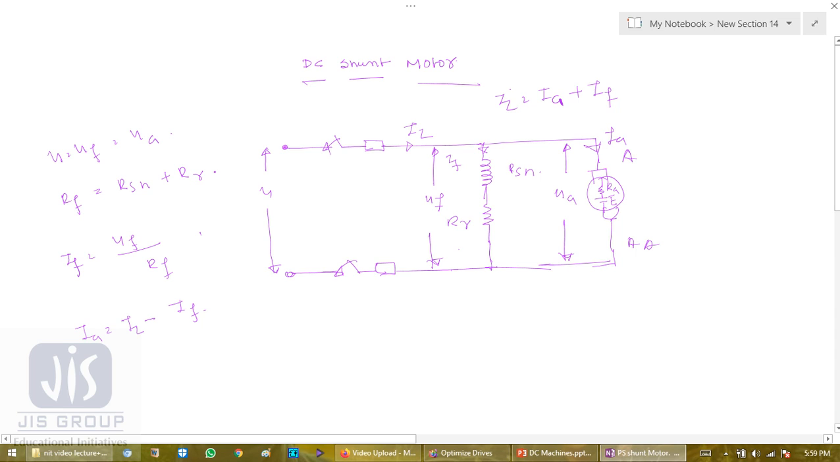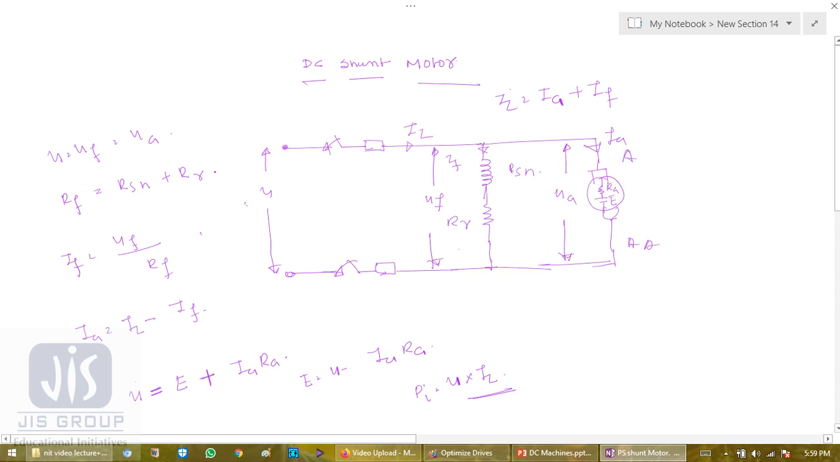So now what is this U? This U is E plus IA RA, or we can write it down as E equals U minus IA RA. Okay, so what is my input power? Input voltage U, current is IL.